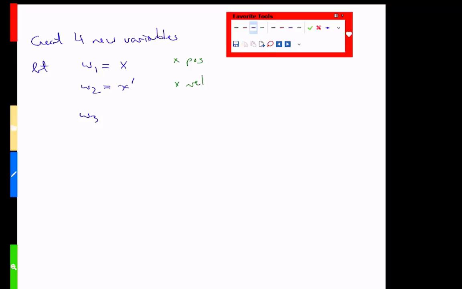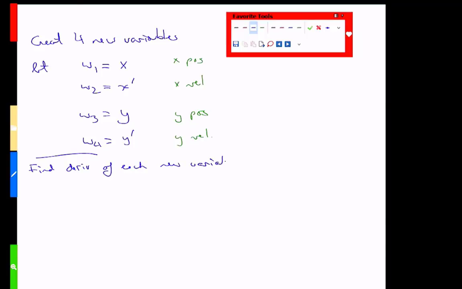And then W3 is going to be what? Y, exactly. That's going to be our y position. And W4 is going to be y prime, which is our y velocity. Once we've built those, we can build a system of equations simply by finding the derivative of each new variable. Notice I'm using W here because y is already taken. Y is naturally our vertical position, so what's another variable we haven't used yet?